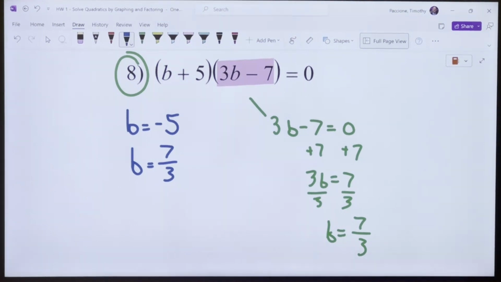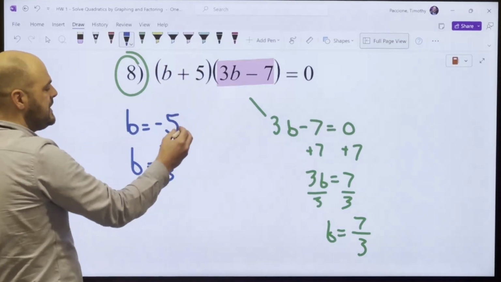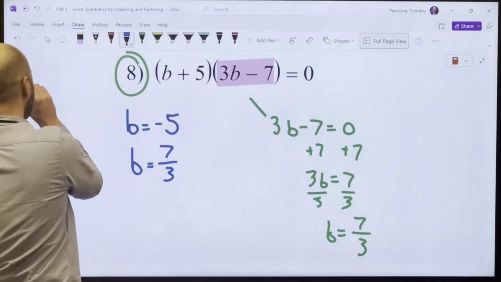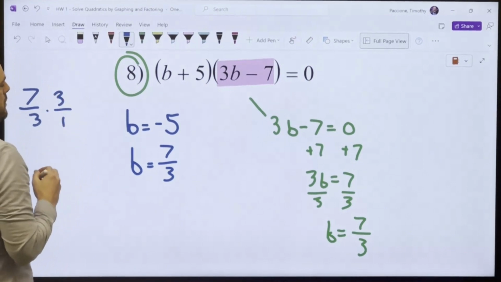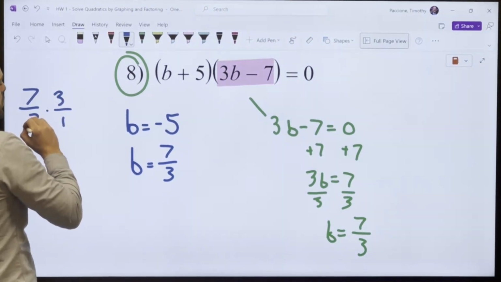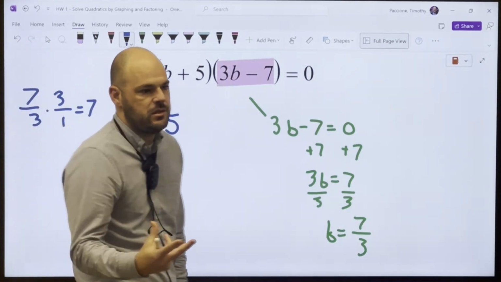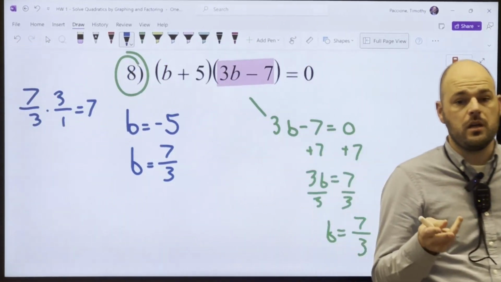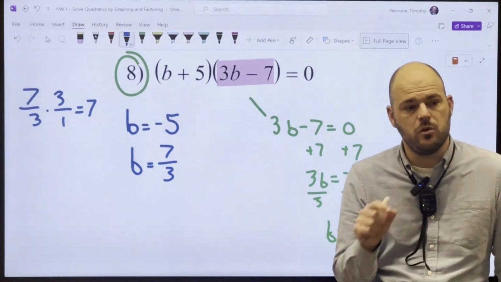Now, I said that these are the things that make this true, right? Well, negative 5 is clear. Negative 5 plus 5 is 0, right? 7/3 times 3. What would happen? 21 over 3, which is 7. So it would be 7 minus 7, which is 0, right? So it does work. It does give you a solution. It's just not as clear to see, so you want to do the work to figure it out.